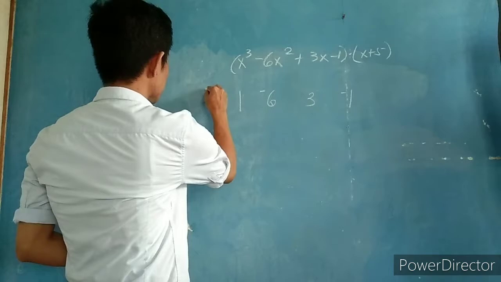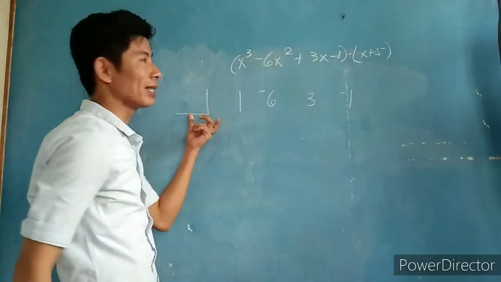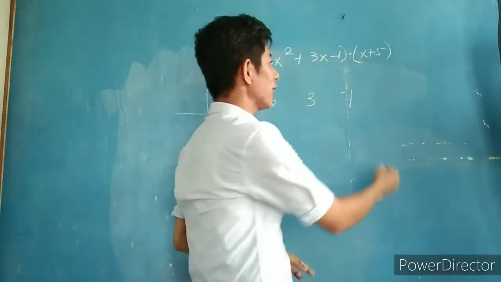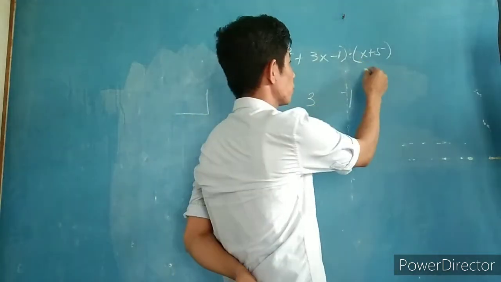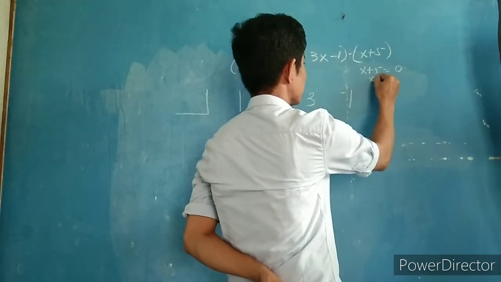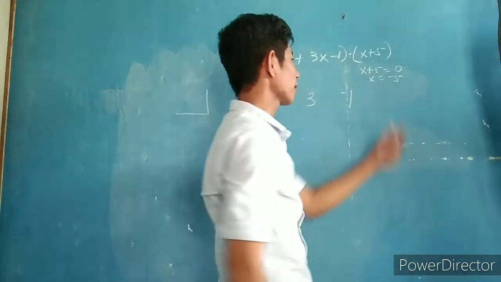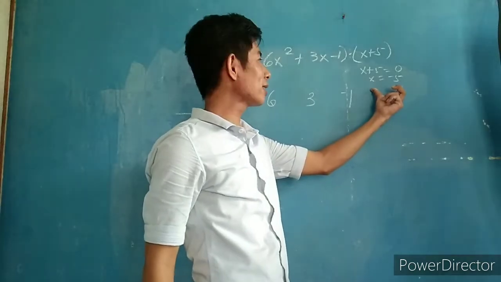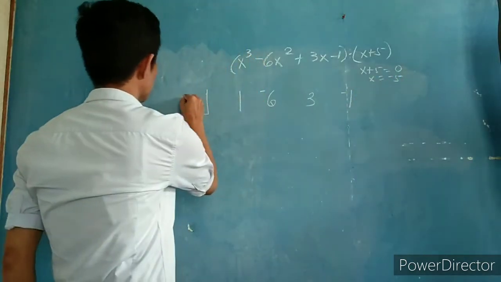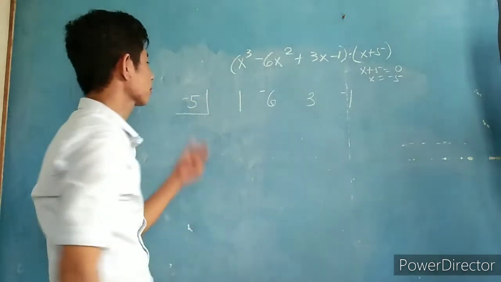And then, on the left side, we will write the test zero. To find the test zero, we will equate the divisor to 0. So x plus 5 equals 0. Therefore, x is equal to negative 5. So our test zero is negative 5, and we will write here negative 5.